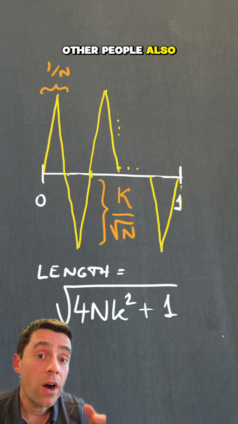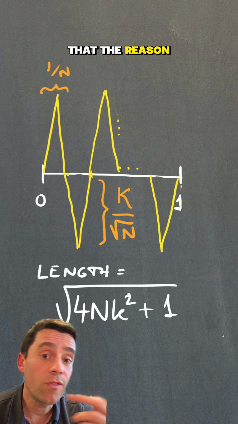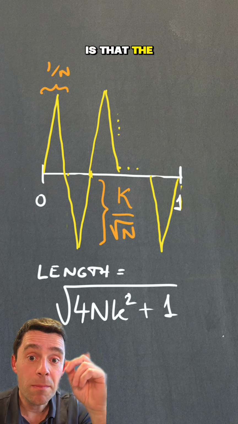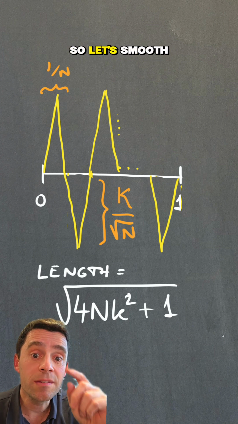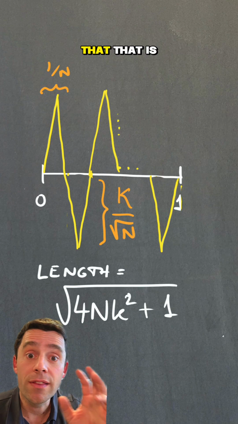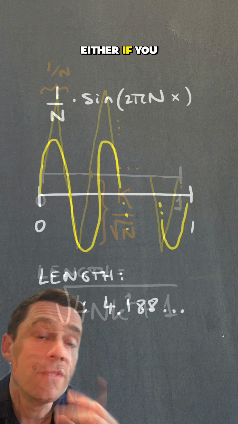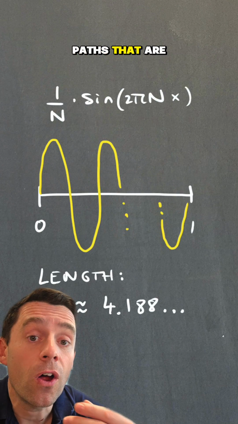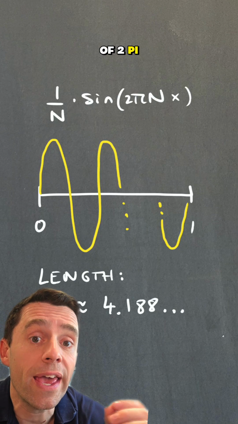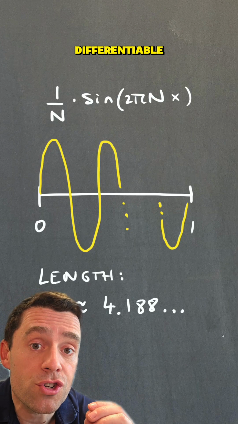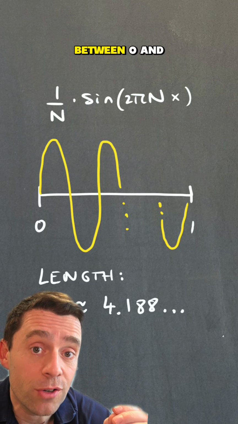Now, other people also argue erroneously that the reason for the difference in length is that the paths in yellow are not differentiable at certain points. So let's smooth those out so that that is not an issue either. If you want to use instead paths that are completely smooth, then you can use 1 over n times sine of 2 pi n x, which is perfectly differentiable for every n between 0 and 1.